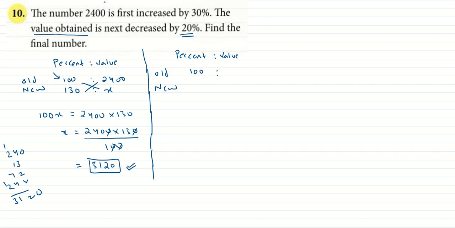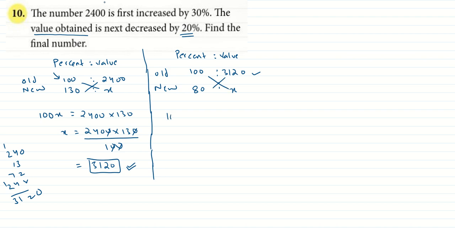नाउ द ओल्ड वैल्यू वी विल टेक दिस वन. ये जो 3120 है इसको हम एज ओल्ड वैल्यू कंसिडर करेंगे because the change has to be applied in this value. Now it is getting decreased by 20%, so the new value will be 80, and new percentage will be 80, and new value will be x.